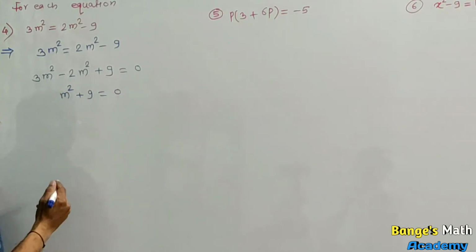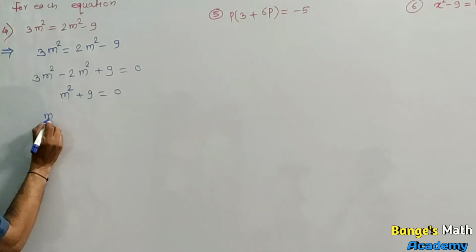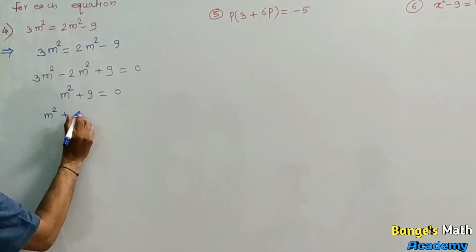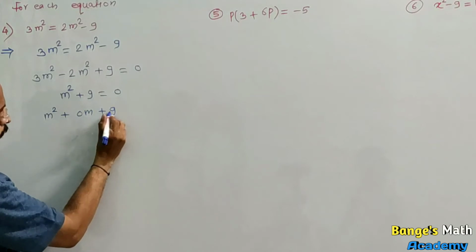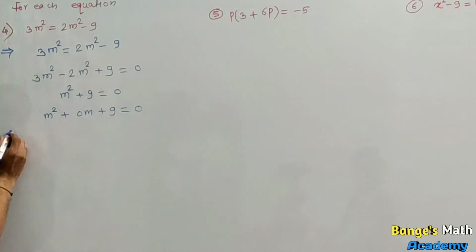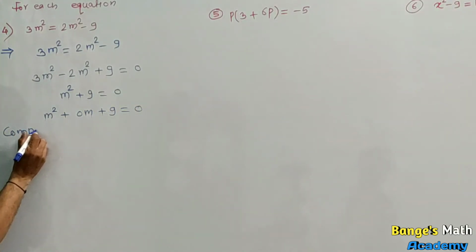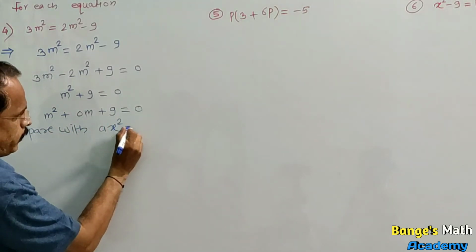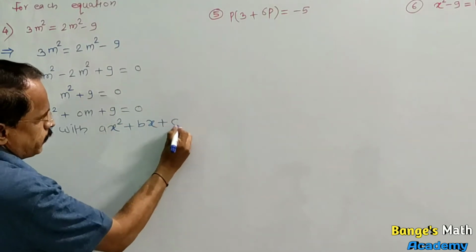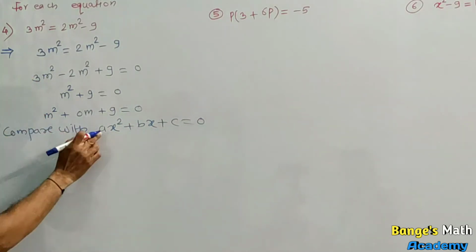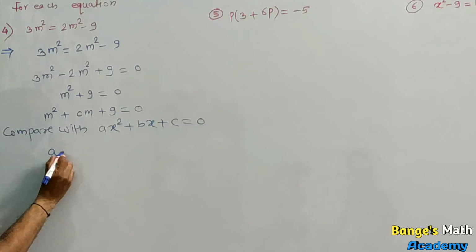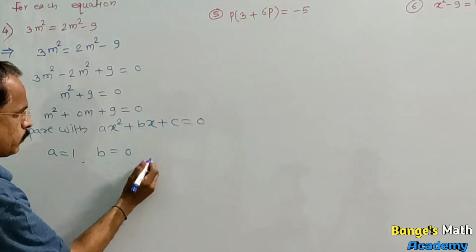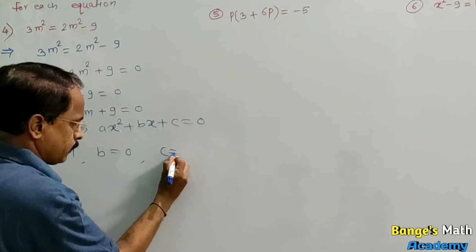Write down the given equation in the standard form. Here the middle term is absent. m square plus 0m plus 9 is equal to 0. Then compare the given equation with ax square plus bx plus c is equal to 0. Value of a is 1. Value of b is 0. Value of c is 9.